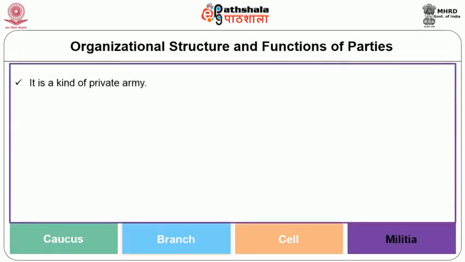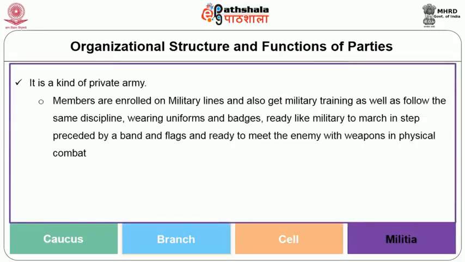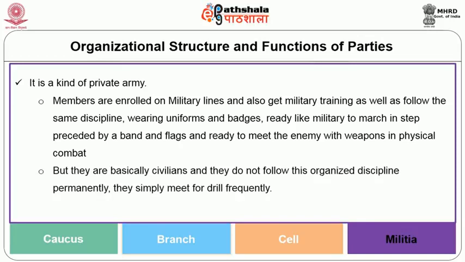The militia is a kind of private army. Members are enrolled on military lines and also get military training as well as follow the same discipline, wearing uniforms and badges, ready like military to march in step preceded by band and flags and ready to meet the enemy with weapons in physical combat. But they are basically civilians and they do not follow this organized discipline permanently. They simply meet for drill frequently. Militia is a fascist creation.